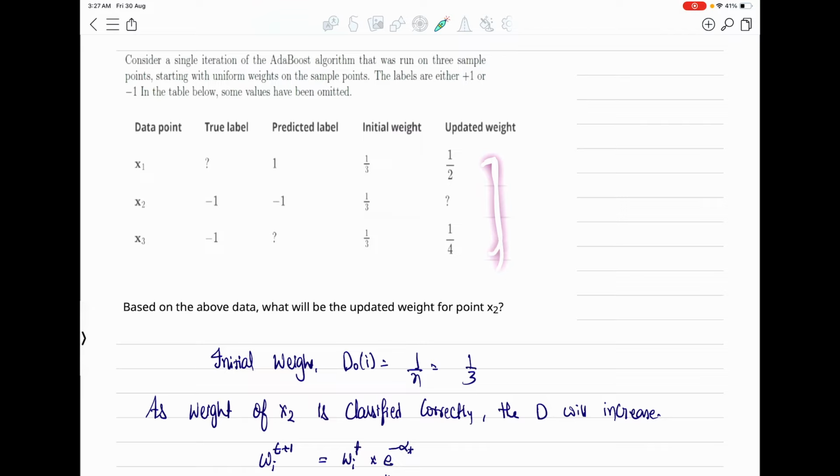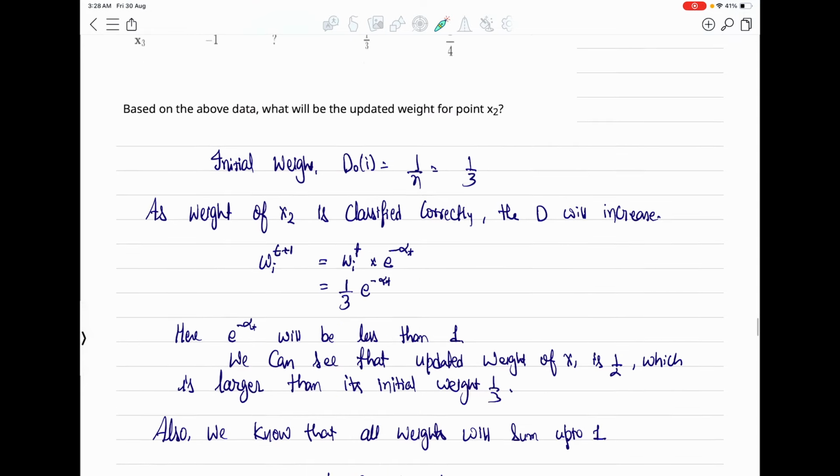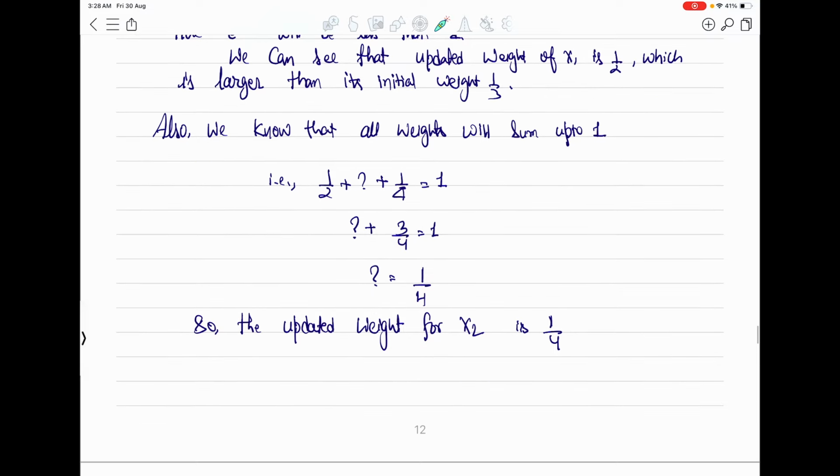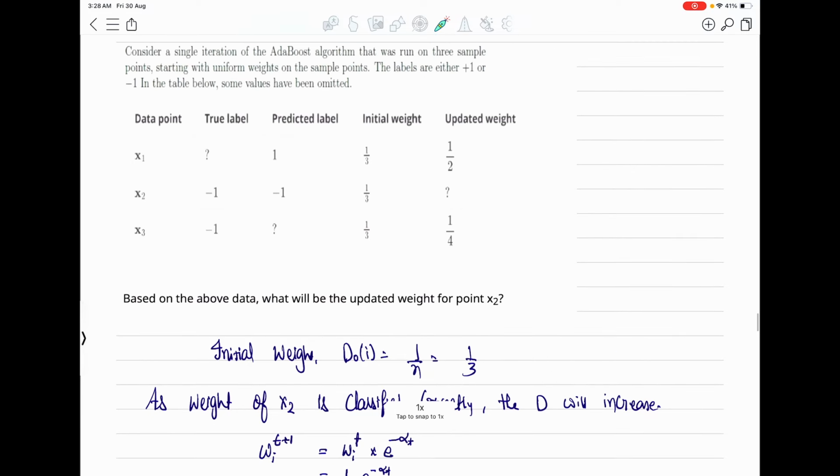So these all are the updated weights. One way of solving this is that the sum of all should be equal to 1. From there we can find this, and it will be basically 1 by 4. Correct? I guess yes, it will be 1 by 4.